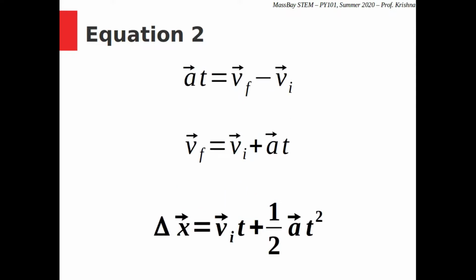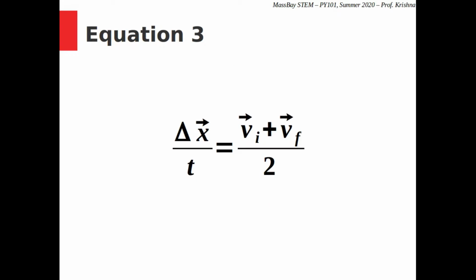A second relationship comes from performing a technique from calculus called the antiderivative. I won't go through the derivation, but it leads to this relationship between displacement, initial velocity, acceleration, and time. The displacement equals initial velocity times time plus 1/2 acceleration times time squared. Here we see t raised to the second power. This equation is a disguised form of a quadratic equation.